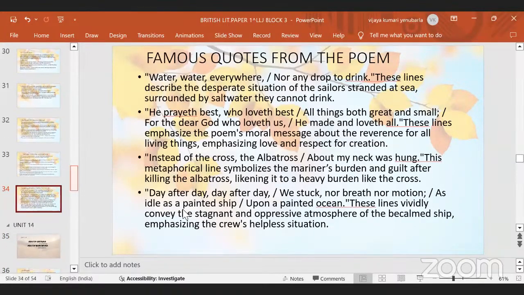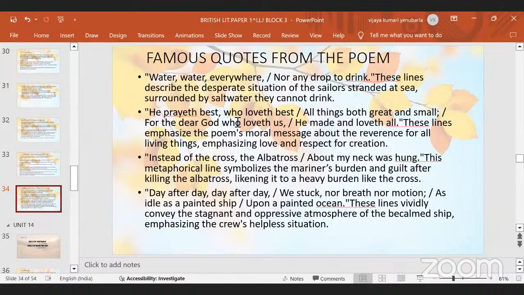So here you have famous lines from this poem. You may be asked questions like this. Explain these lines. Water, water everywhere, nor any drop to drink. These lines describe the desperate situation of the sailors at a stranded sea, surrounded by salt water they cannot drink.